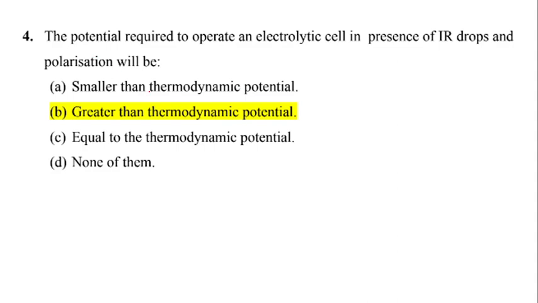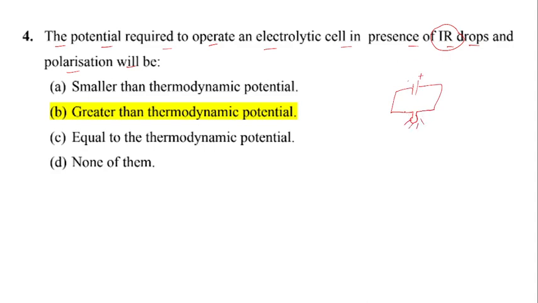Then question number 4. The potential required to operate an electrolytic cell in the presence of IR drop; the polarization will be. First of all, IR drop, as sir has already explained. What is the meaning of IR drop? I will explain in a different manner. Suppose this is a battery and you are providing one bulb. When this battery is on, the bulb will glow.